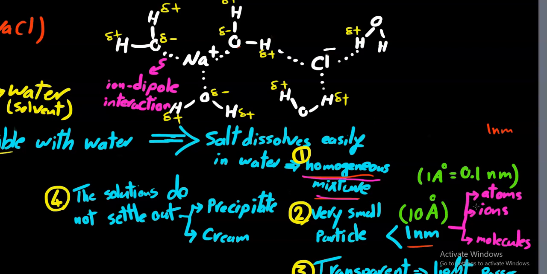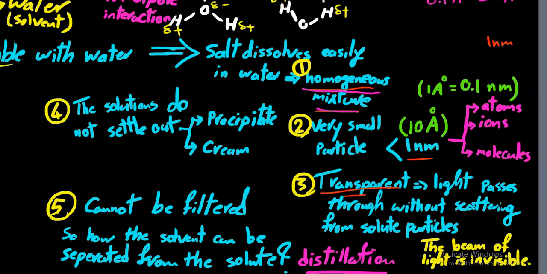The size of atoms is roughly between 0.1 angstrom to maybe 200 angstrom. So the particle size here is very small, in the size of atoms or ions or molecules. So solutions are completely transparent.